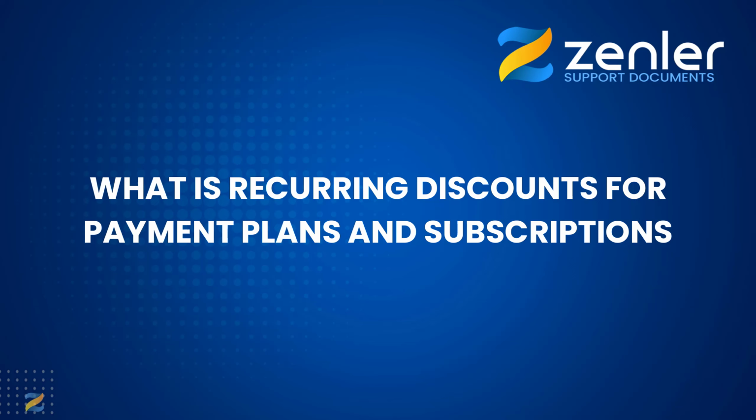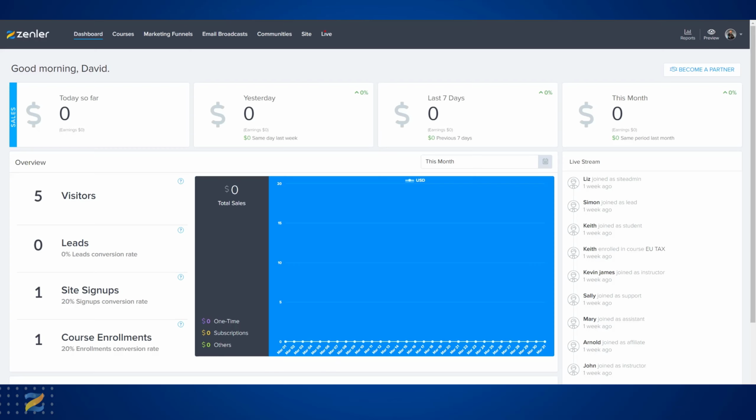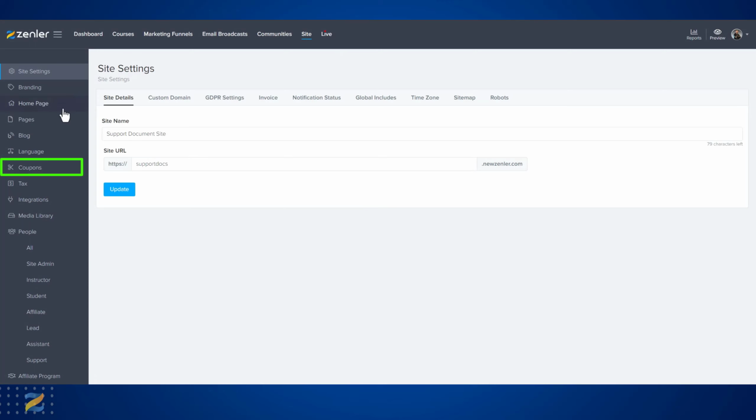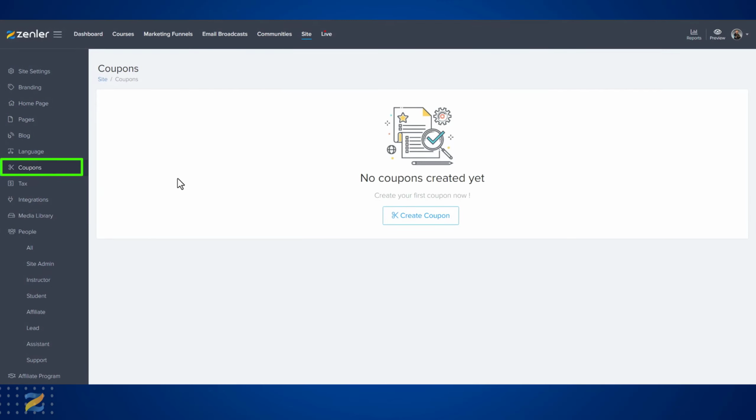Recurring discounts for subscription payment plans only. Go to either site or course. On the left hand side, scroll down to coupons, and this is Zenler's coupon area.